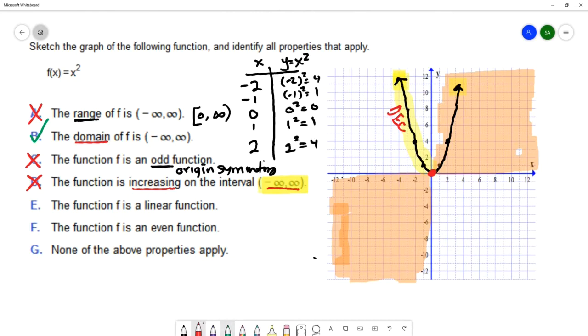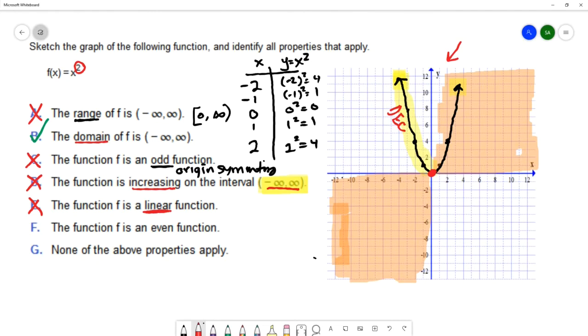The next property says that this function is a linear function. A linear function has an equation with x to the first power and also has a graph that is a straight line. So we know that this is not a linear function. So I would not select that property.